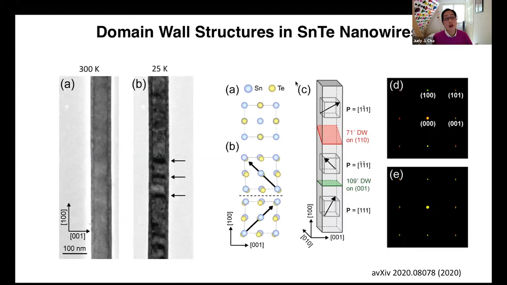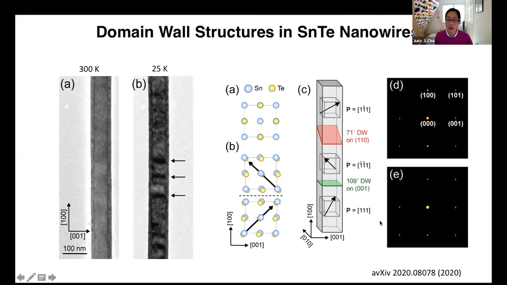Here's another wire, a different tin telluride nanowire, again showing these dark bands. And we understand what ferroelectric domain walls are possible in these tin telluride nanowires, and our simulation reproduced the experimental results.